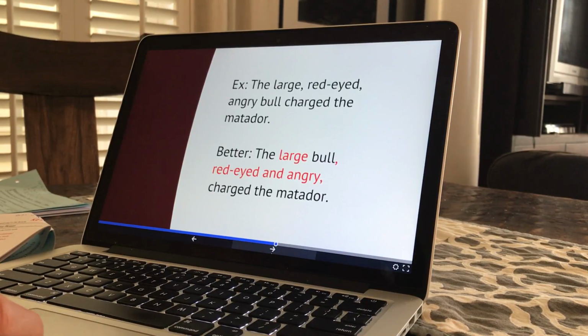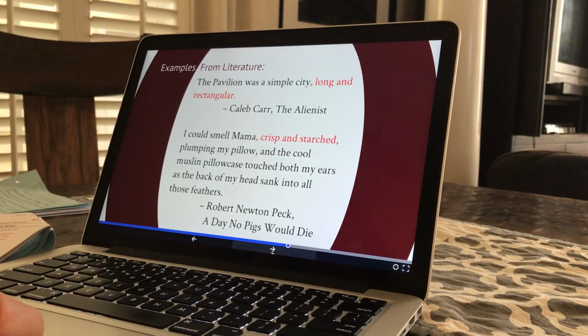So much better, has a whole different flow to it, and notice the commas are there. So these are kind of fun, I think. Not too hard. All right, the example from literature. The pavilion was a simple city, long and rectangular. And so instead of saying a long, rectangular, simple city, they divided that up.